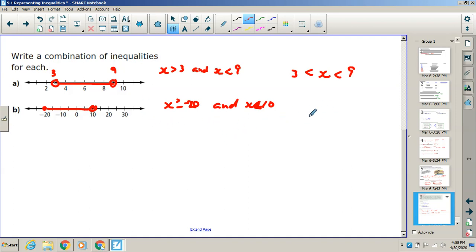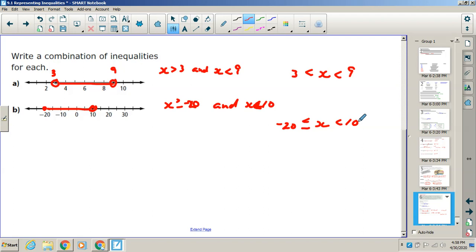If I wrote that out as a combination, x is greater than or equal to -20. Again, always read from the variable. X is greater than or equal to -20, and x is less than 10. So that's all 9.1 is.